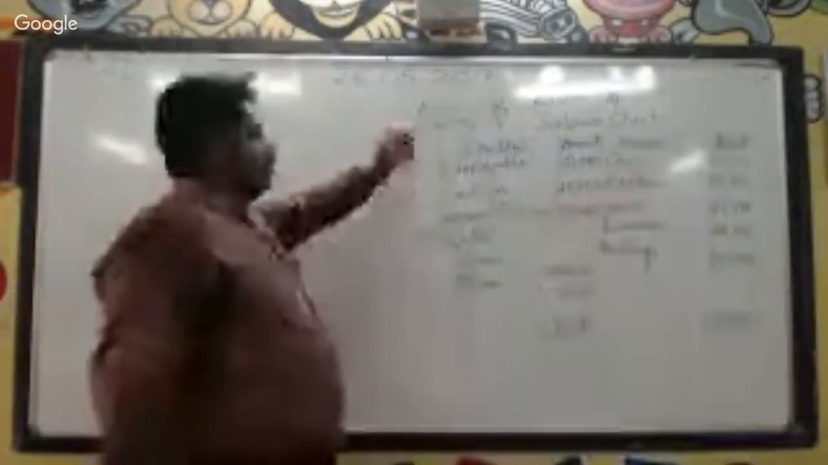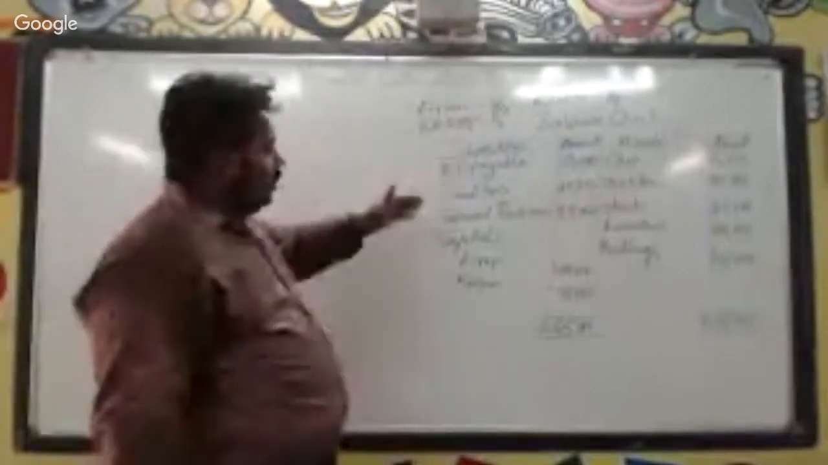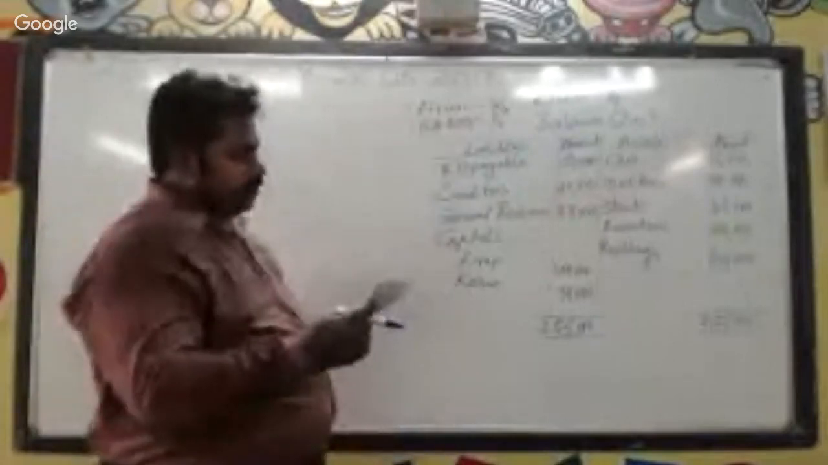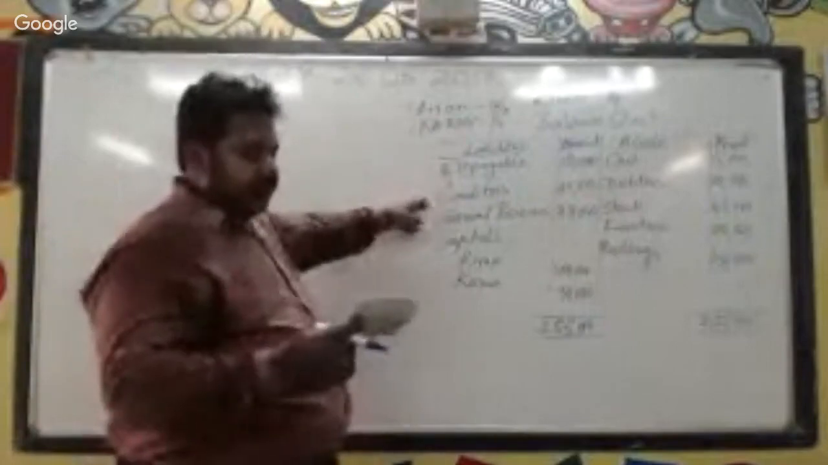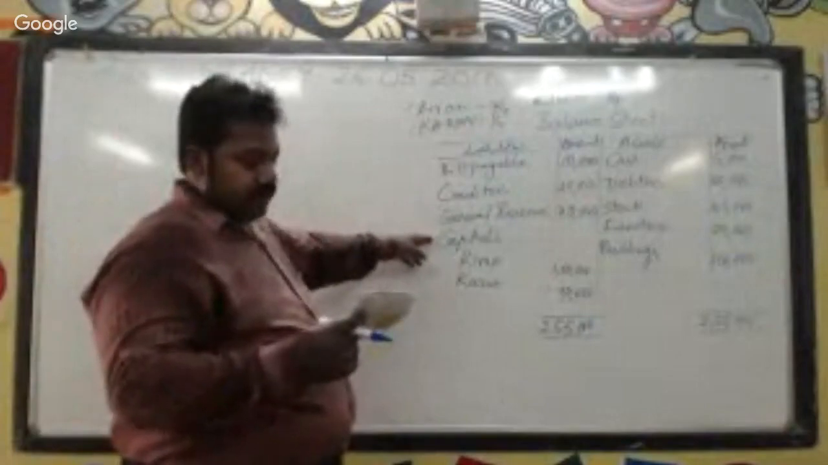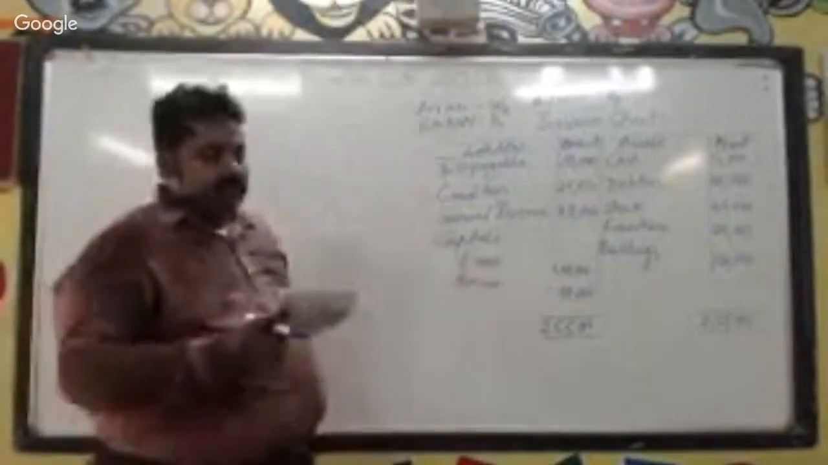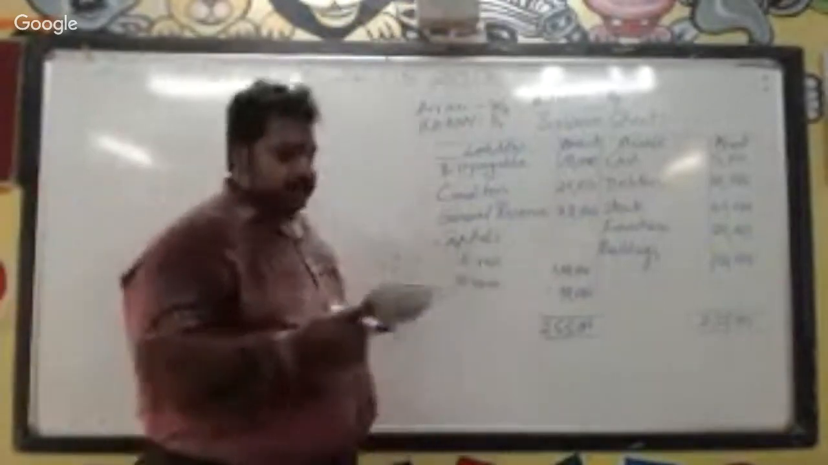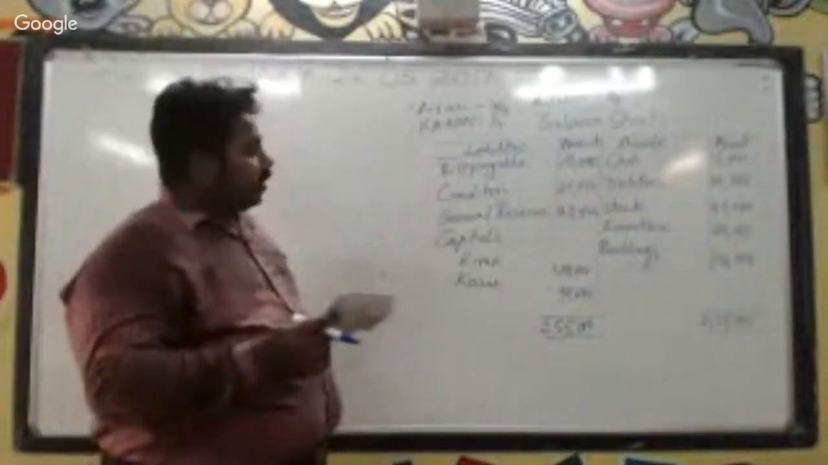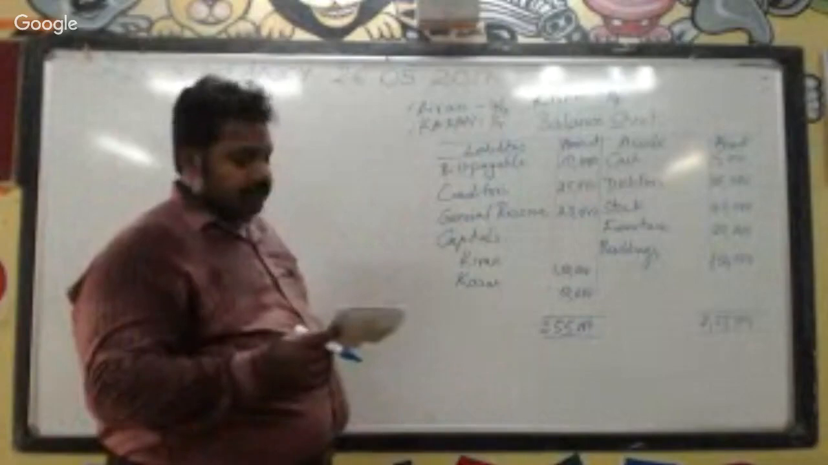This is the question where he has given the old balance sheet. By seeing this old balance sheet, we need to prepare the new balance sheet. Let's check whether we have written everything. Bills payable is 10,000. Creditors is 25,000. General reserve 20,000. Capitals of Kiran and Karan he has given. Kiran capital is 1,50,000 and current capital is 50,000. On the asset side, he has given cash 5,000 rupees, debtors 35,000, stock 45,000, furniture 20,000, and buildings 1,50,000.